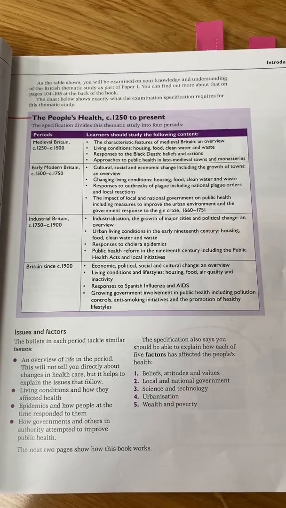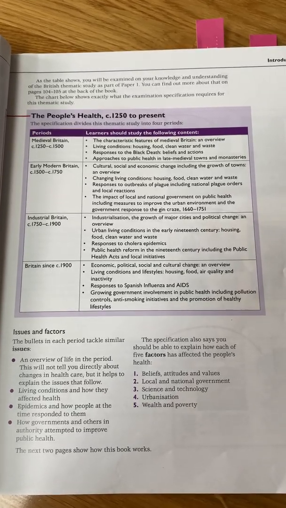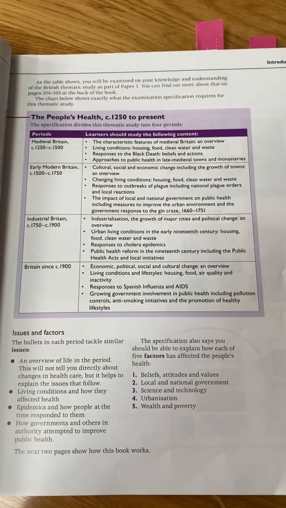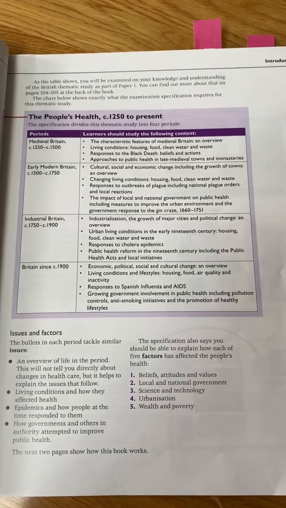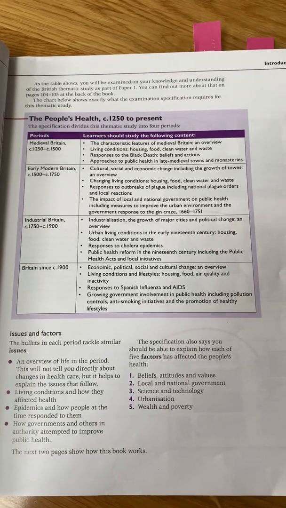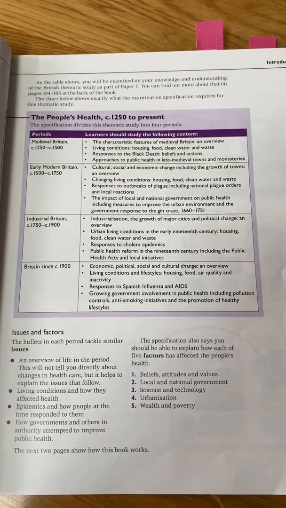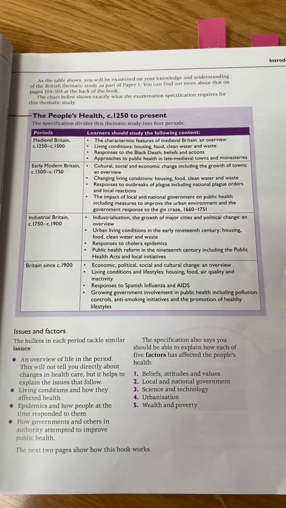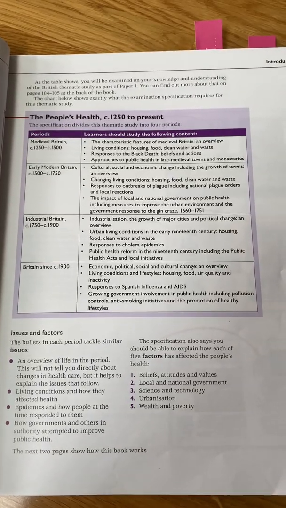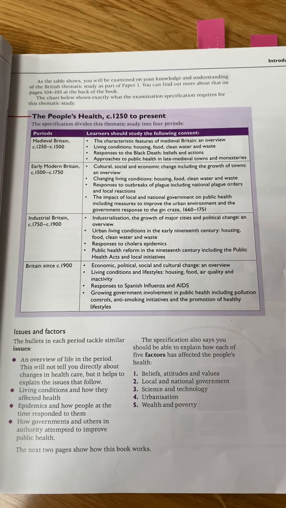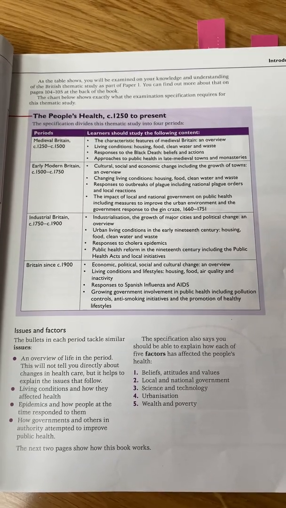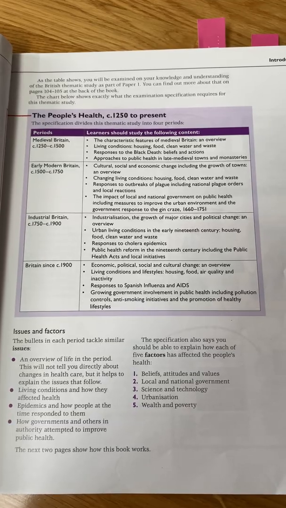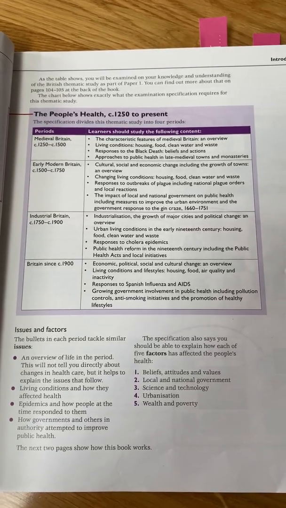So we always start with understanding the time period, then we always move on to living conditions, then we always move on to the epidemic of that certain time period, and then we always talk about the government's response to public health. Public health is essentially the health of the people. So what did they have in terms of things like food and housing? What government acts were introduced? Things like free school meals.